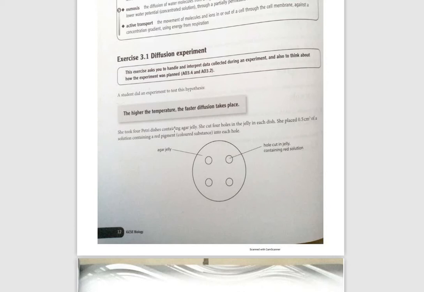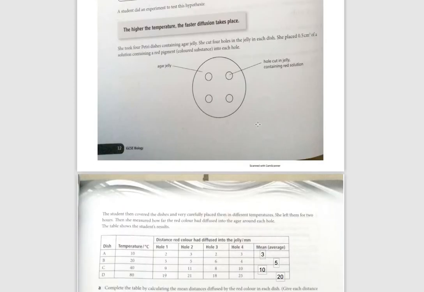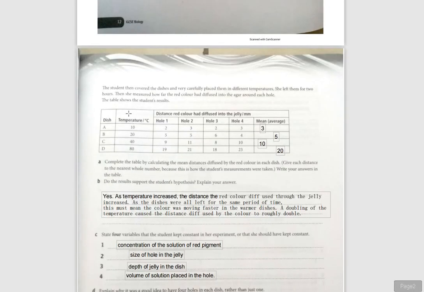She took 4 petri dishes containing agar jelly. She cut 4 holes in the jelly in each dish. She placed 0.5 cm cubed of a solution containing a red pigment into each hole. So this is the agar jelly, and these are the 4 holes cut in the jelly, and they contain a red pigmented solution. The student then covered the dishes very carefully and placed them at different temperatures. She left them for 2 hours.